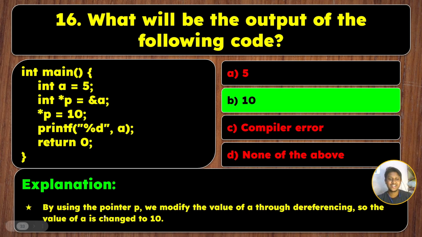So here you can see the explanation which says by using the pointer P, we modify the value of A through dereferencing. So the value of A gets changed to 10. So I hope you got to know how it got changed. Let's jump to our next question.